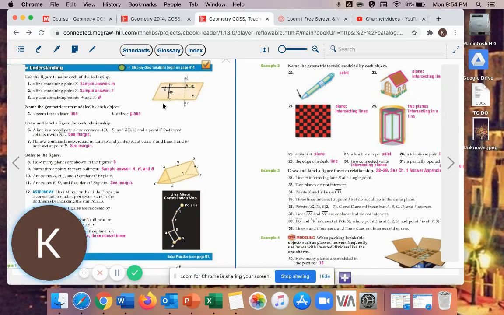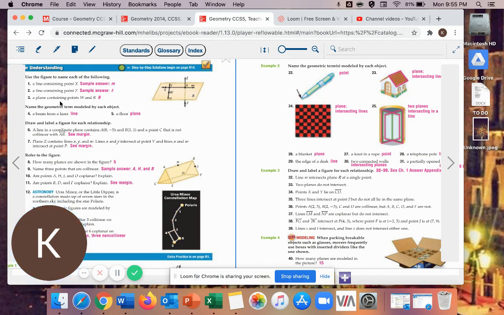A line containing point Z, that would be this line, which is called line L. But you could also call it line RZ or line ZR, because remember the order does not matter. When it's dashed like this, that means you can see through it, that it's not on this plane. It's not on plane B. It cuts through plane B, which is why it's got that dashed line there.